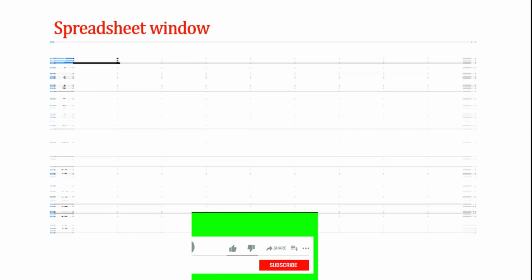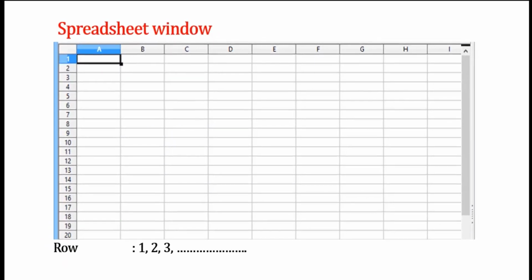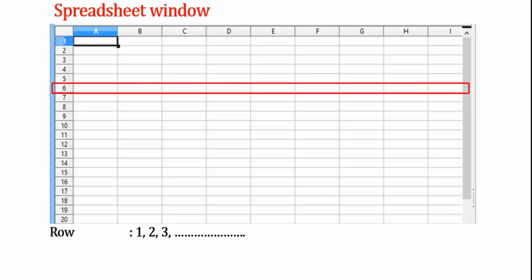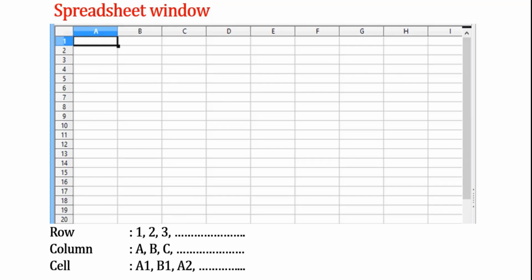Spreadsheet window. Now see the basic structure of any spreadsheet window, which is divided into rows and columns. Horizontal lines are rows, and rows are generally numbered 1, 2, 3, 4 in this way, and the columns are indicated by the letters A, B, C in this way. Horizontal lines are rows and vertical lines are columns, and by intersecting rows and columns we get many cells. So in the working area, the small boxes that we can find here are cells, and the cell address may be A1, B1, A2, B2 in this way.